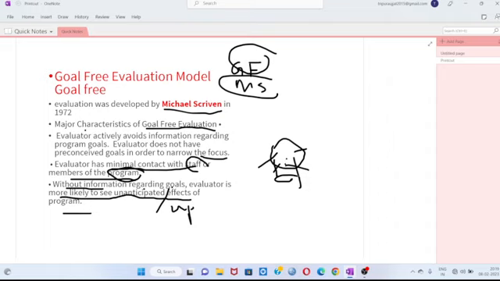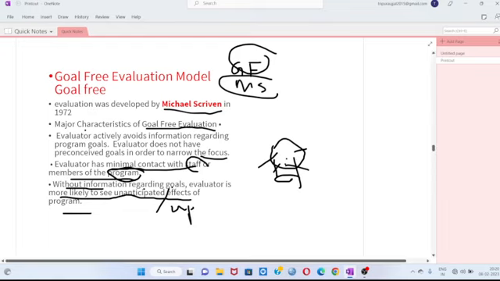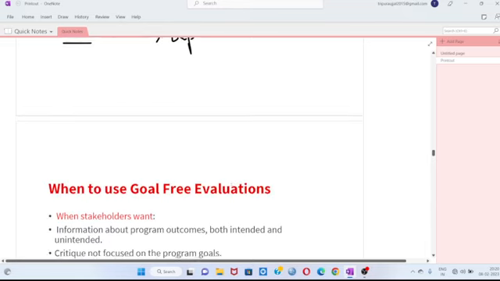Suppose there is a marriage program. They are not going to assess only how the marriage was. We will evaluate how they are providing food, what the pandal is, how the stage is, everything. They have no fixed rule determined. After the completion of the marriage, they will ask how everything was, through interviews and interaction. This is their goal-free model, nothing else.